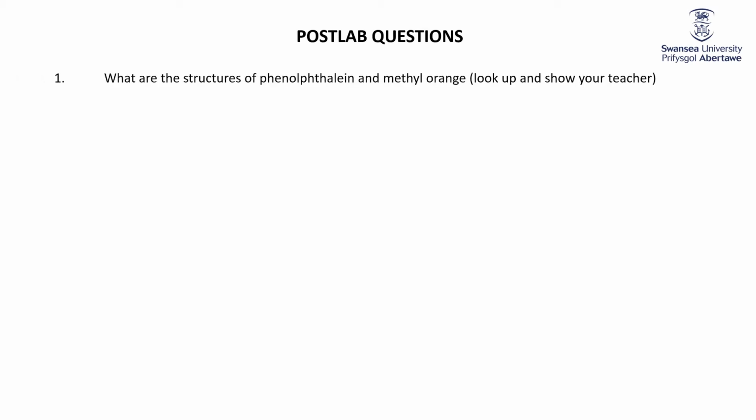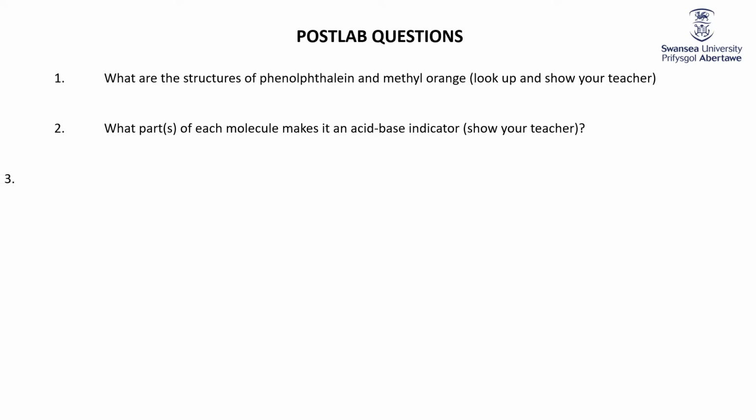So, some post-lab questions. First one: what are the structures of phenolphthalein and methyl orange? Look those up, draw them and show them to your teacher. And then also identify to your teacher what part of each molecule makes it an acid-base indicator.